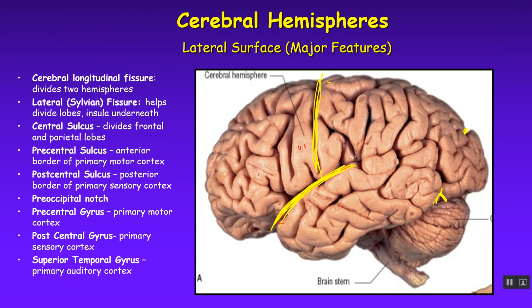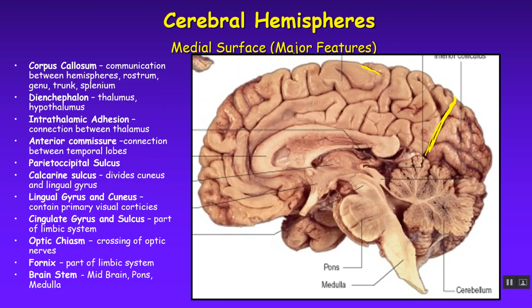And if I connect a line from my preoccipital notch to that parietal occipital sulcus where it comes up from the medial side, that defines my occipital lobe. Then if I just take this line and extend it like that, now I've defined all my things here. I've got parietal, temporal, and frontal lobes, and then the occipital lobe back here. That's roughly how you define the borders of your different lobes. All right.